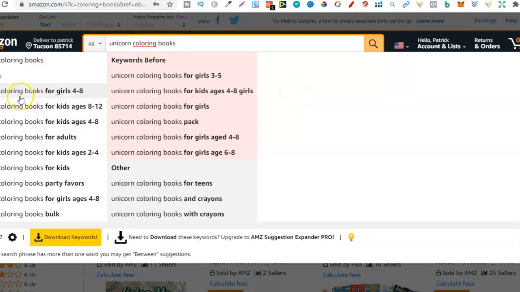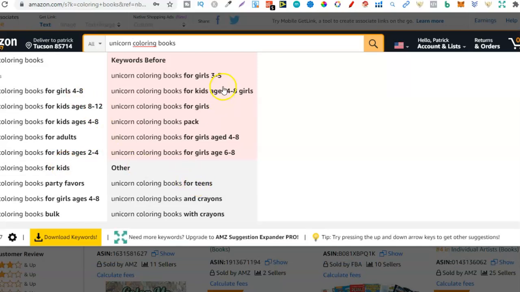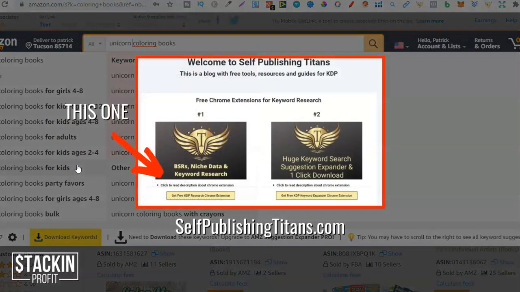People are searching for unicorn colouring books for girls 4 to 8, 8 to 12, 2 to 4, kids, teens, girls 3 to 5. These are very specific search terms which people are actually searching for. With these, what I would do is go through every single one of them, checking the SPT score. SPT means Self-Publishing Titans, a Chrome extension. You can get it by going to selfpublishingtitans.com if you want to check that out.